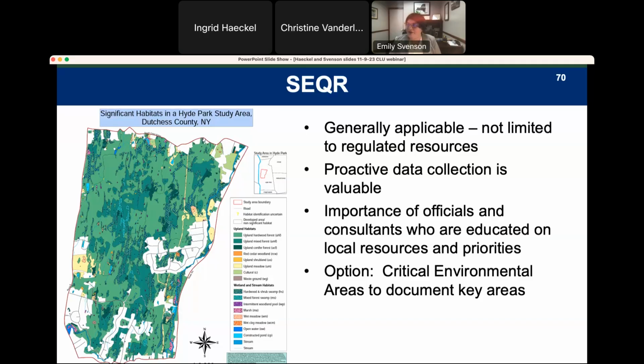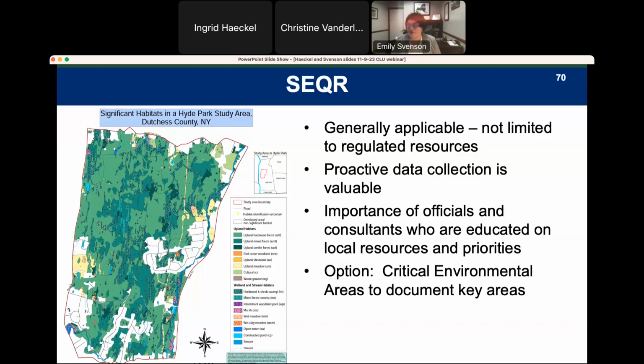Couple ways to make your SEQR process more effective. One thing you can do is collect data in advance. If an applicant comes in and says, we're not aware of any streams or wetlands on the site, and you have already done proactive data collection, like this example from the town of Hyde Park, where a sensitive part of the town was proactively mapped in partnership with Hudsonia, the town would already know where there are known to be streams and wetlands and could ensure that the applicant does a careful job of identifying those. So being proactive is definitely helpful.